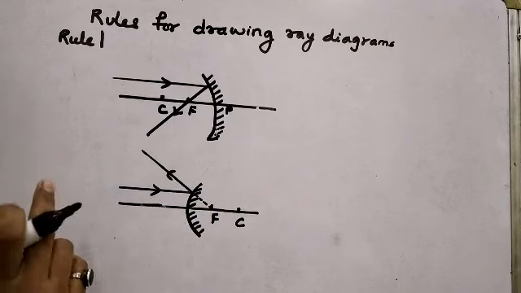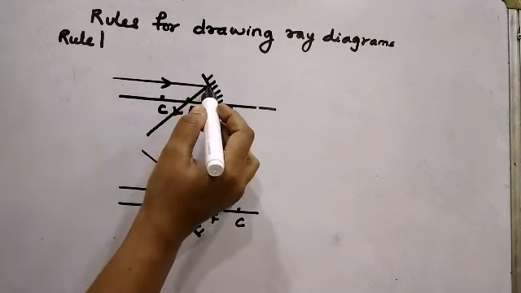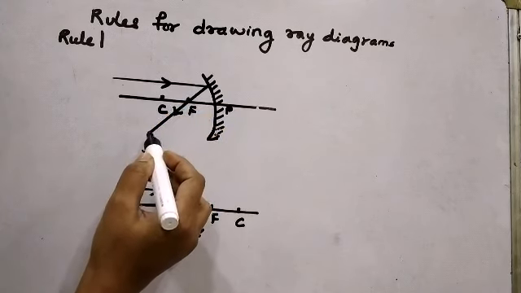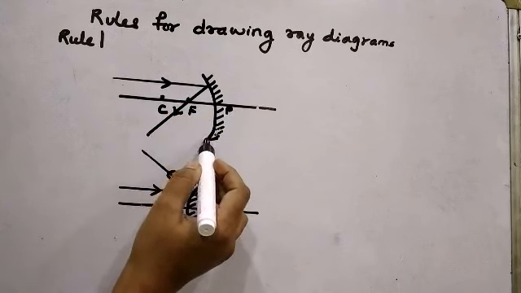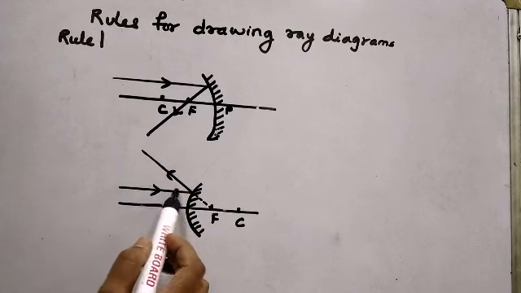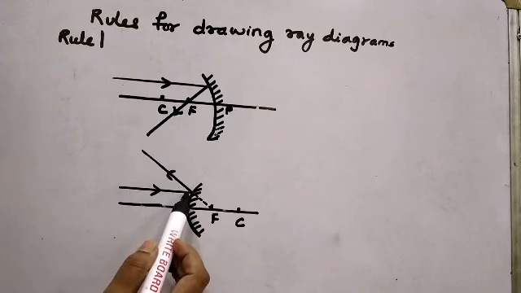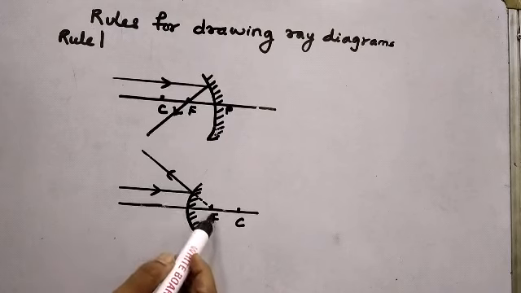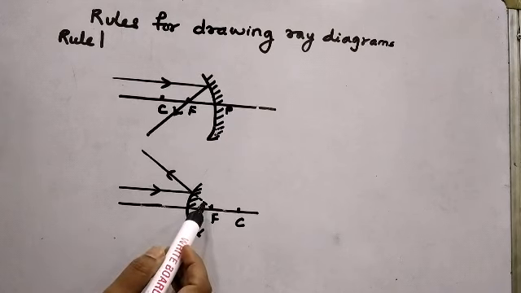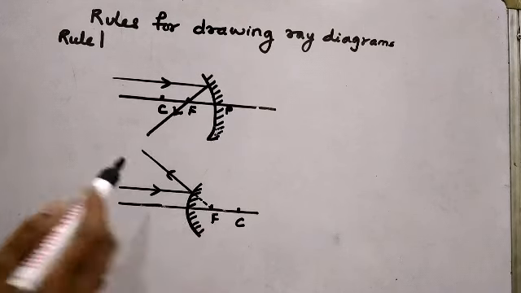So the first rule says that if the incident ray is parallel to the principal axis, then the reflected ray passes through the focus of a concave mirror. For a convex mirror, if the incident ray is parallel to the principal axis, then the reflected ray appears to diverge from the focus of the convex mirror when it is extended backwards.